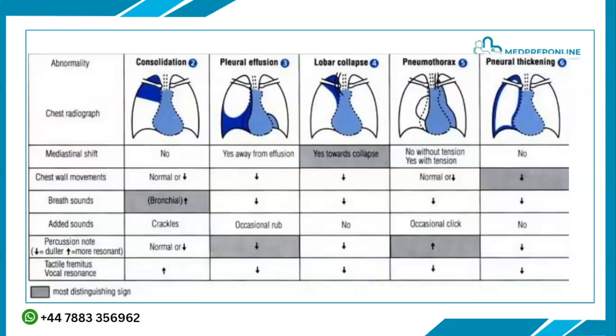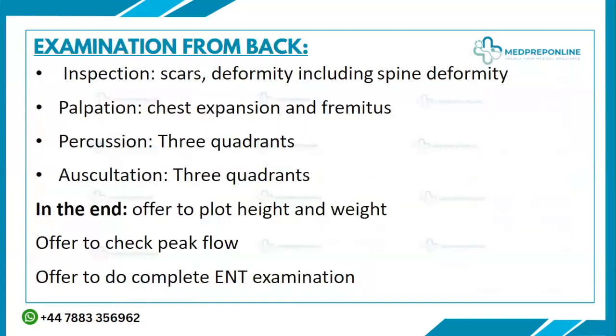So some of the examination findings that you will see for different examination scenarios: for consolidation, pleural effusion, a lobar collapse, a pneumothorax, and any pleural thickening. So for consolidation, what are the features on inspection? The chest wall movement will be decreased on that side. So what are the features on percussion for consolidation? Can anybody tell me? Slightly dull note. Yes, a slightly dull note. What is important for consolidation?